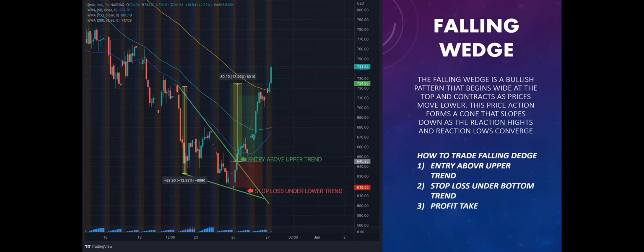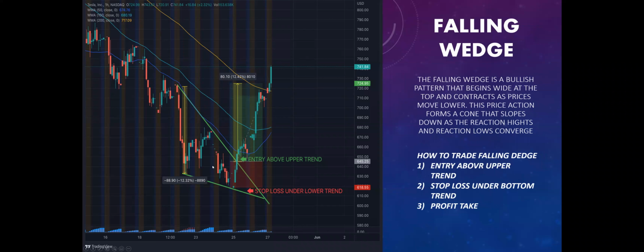What if the price breaks the lower trend and then comes back inside the triangle? In a situation like this, if we break the bottom trend or the support, it's going to keep trending down. So it's an invalid falling wedge.